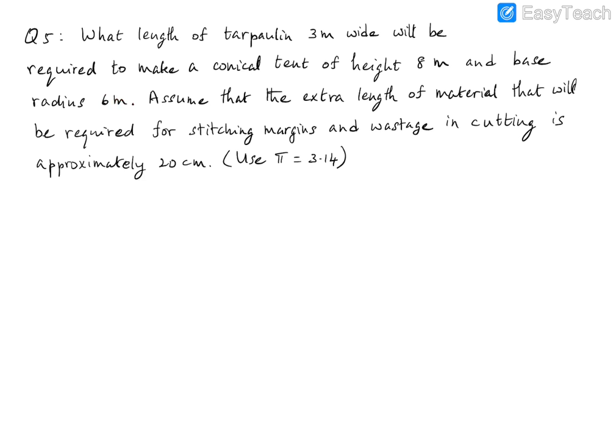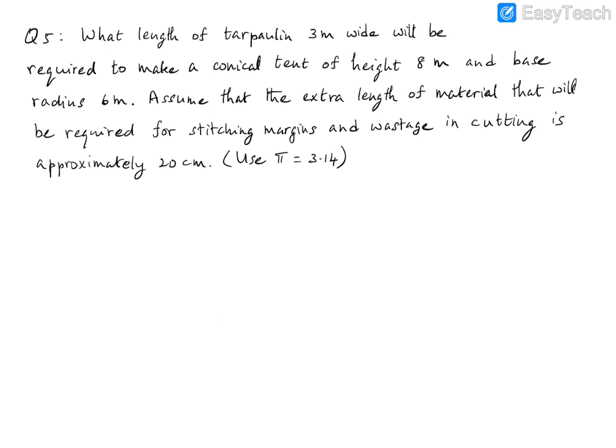And we are asked to find the total length of the tarpaulin that is required to make this tent. We are also asked to take into consideration that when making the tent, there will be some stitching margins and wastage in the material of approximately 20 centimeters, which we will have to add to the total length of the tarpaulin as the wastage component.